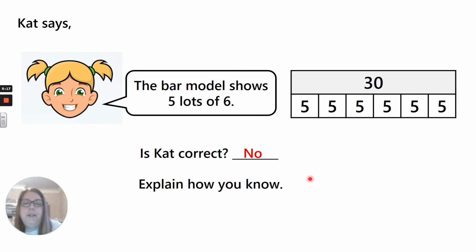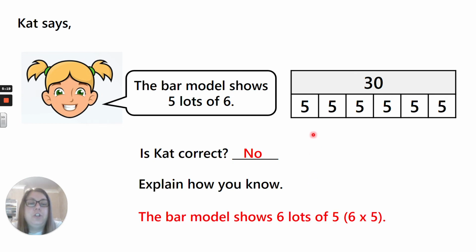No, she's wrong, isn't she? Because the bar model actually shows 6 lots of 5. She's done it the wrong way around, hasn't she? Because if it showed 5 lots of 6, the 6 would be the number and there would only be 5 of them. Whereas it's showing the 5 and the 6 boxes, isn't there? So it's showing 6 lots of 5, 6 times 5.